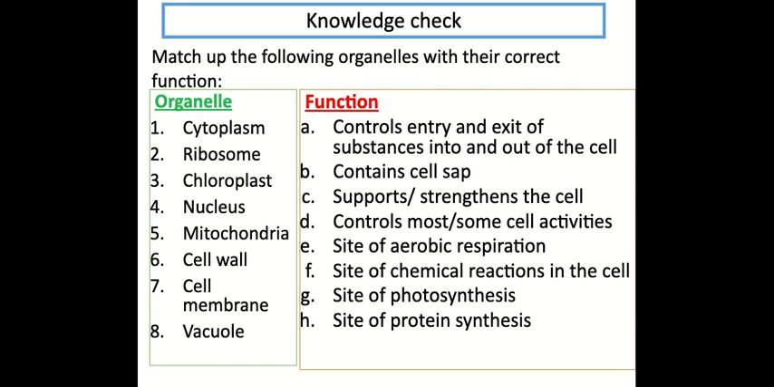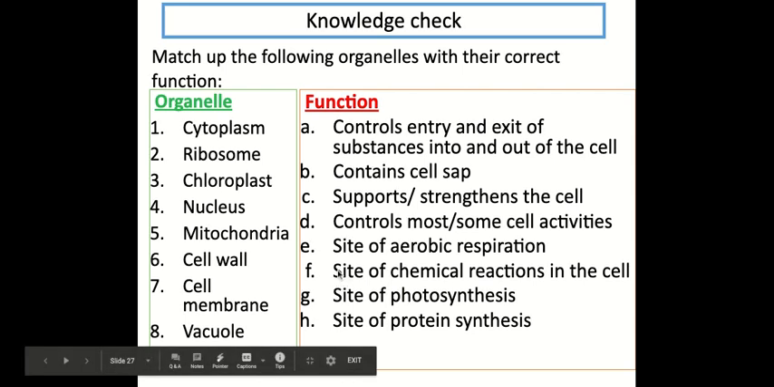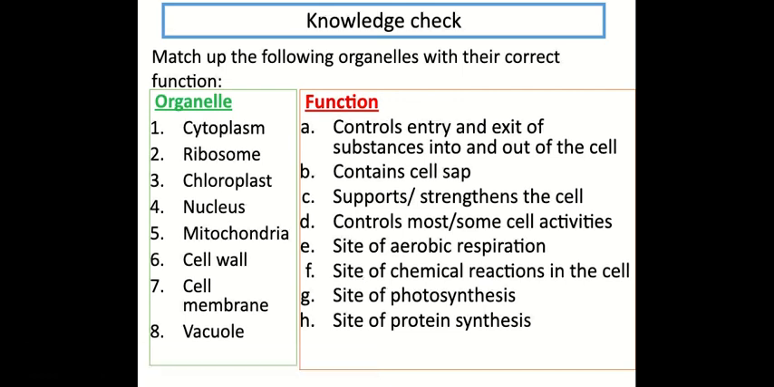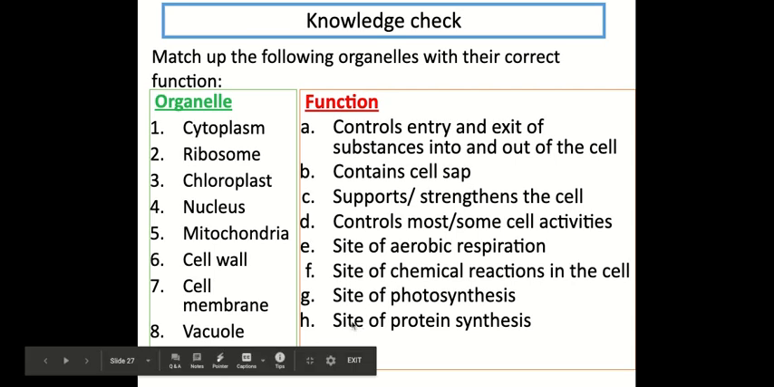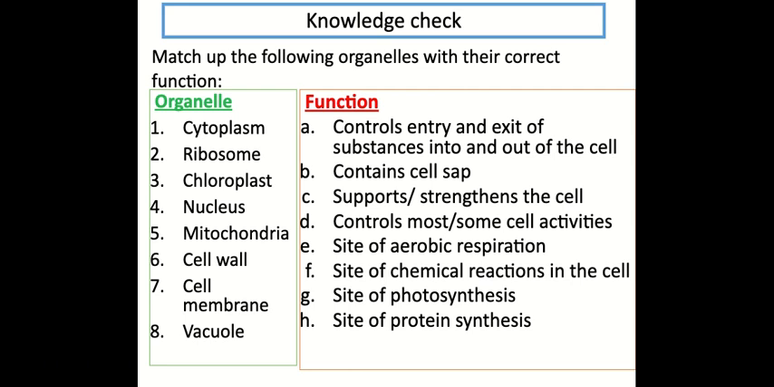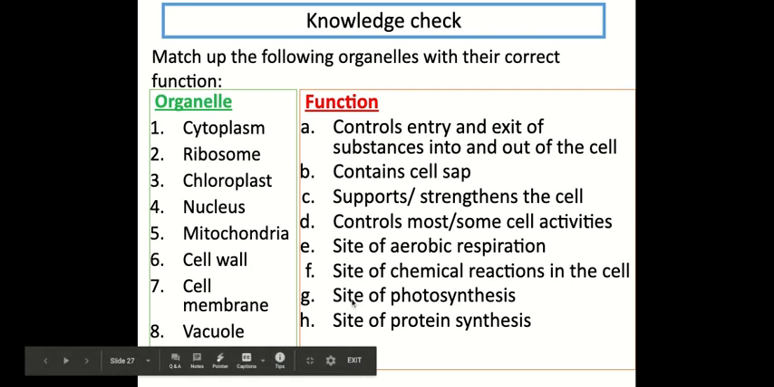Okay, so for number 1, for cytoplasm, we should know that that is the site of chemical reactions. So it must be F. So 1 goes with F. Number 2 is the ribosomes. The ribosomes were the site of protein synthesis. So H. 3 is the chloroplasts. The chloroplasts are the site of photosynthesis. So G.